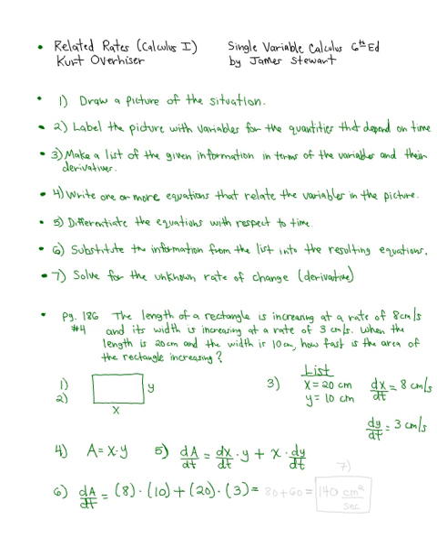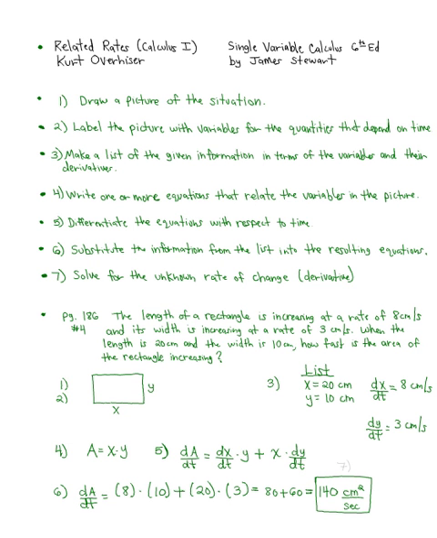This gives us 80 plus 60, which is 140, and then we have to give this units of measurement because we're dealing with area with respect to time. Area is going to be measured in centimeters squared, and we're going to divide it by seconds. And this is the final answer to the problem.